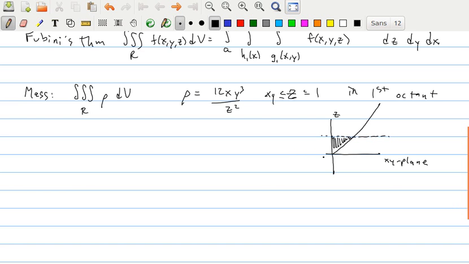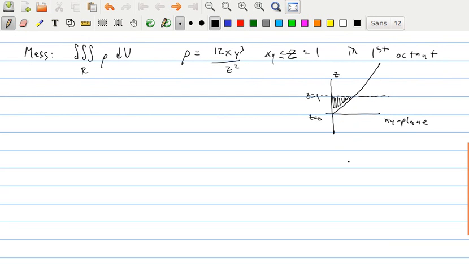So I can see that these are running from z equals 0 to z equals 1. Although z equals 1, that looks like it has a bigger shadow. So let's look at the shadow of this thing in the xy plane. So this is x, this is y. Now we're in the first octant, so we don't need to worry about the negative values for x and y.